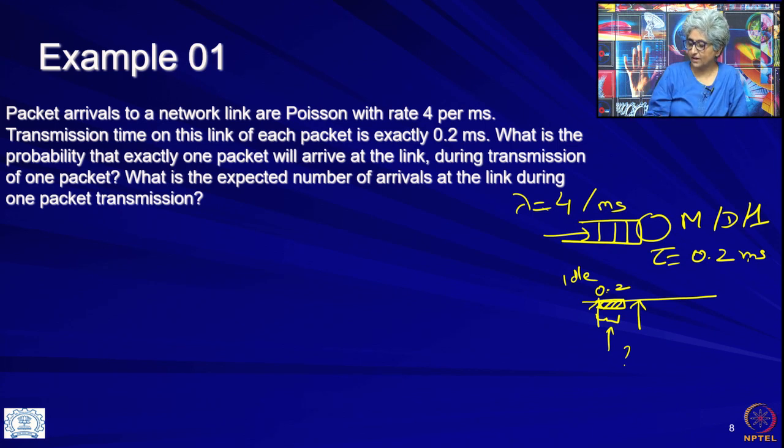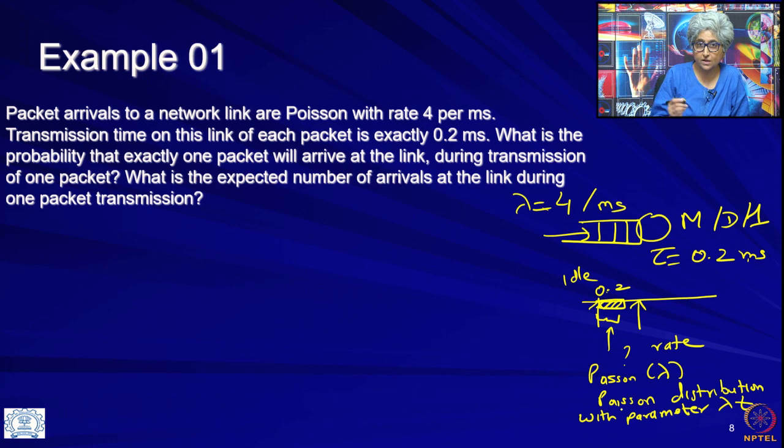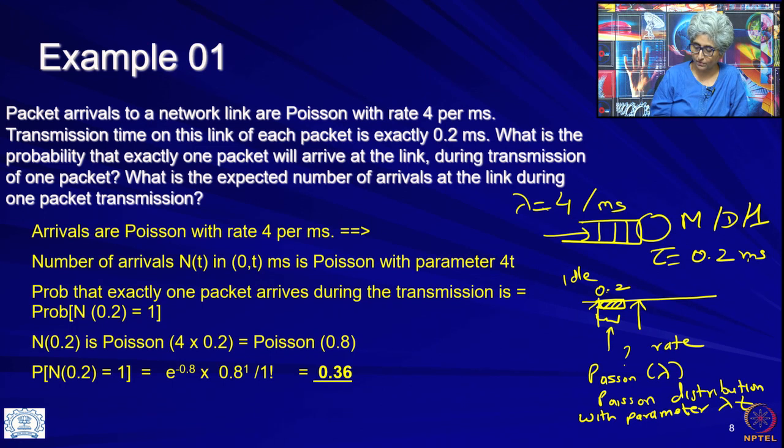So we have to use just the fact that the packet arrival process is Poisson. What that means, when you say Poisson with rate lambda, is that the number of arrivals is Poisson distributed with the parameter lambda t, where t is the amount of time over which we are counting the number of packets. So, arrivals are Poisson with 4 per millisecond. What does that mean? The number of arrivals N(t) in an interval 0 to t milliseconds is Poisson with parameter 4t. This is just a short way of saying it. What this really means is that the number of arrivals N(t) in 0 to t milliseconds is Poisson with parameter 4t.